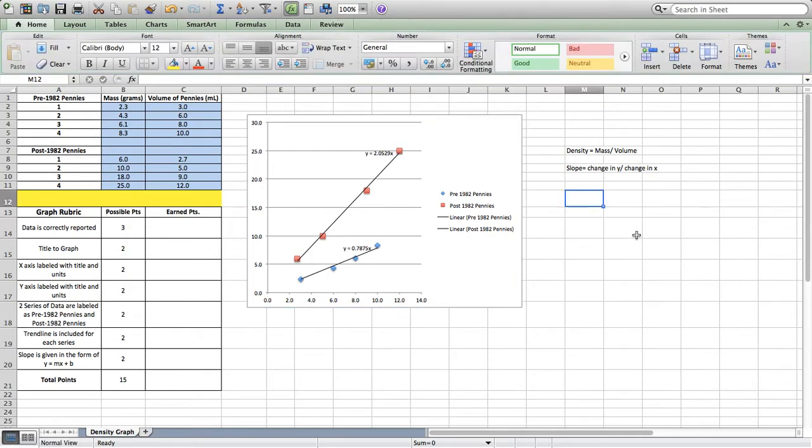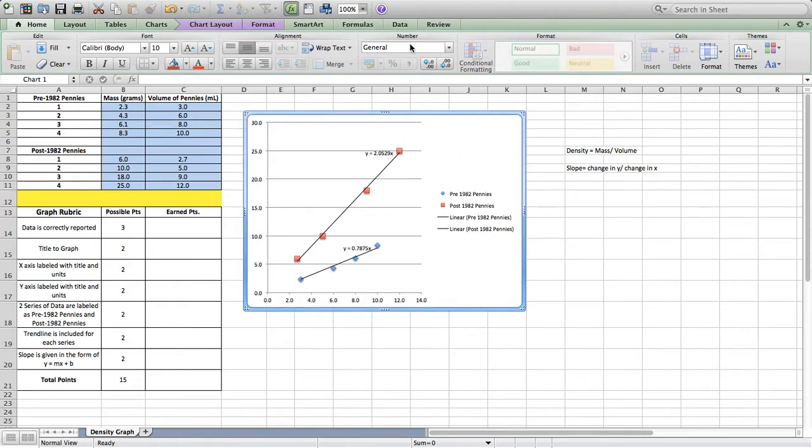So at this point, you're like, okay, why in the world does that matter? Well, this is going to automatically calculate the density for us. That slope right there, that is representing what the average density is of these points. So I can see that for this data, my pre-1982 penny is showing me a density of 0.7875. And up here, my post-1982 penny density is 2.0529. And again, we're not going to worry about sig figs on those densities, but I do want you to see how that can definitely work in your favor, and we don't have to go through and do any calculations because Excel has done it for us.